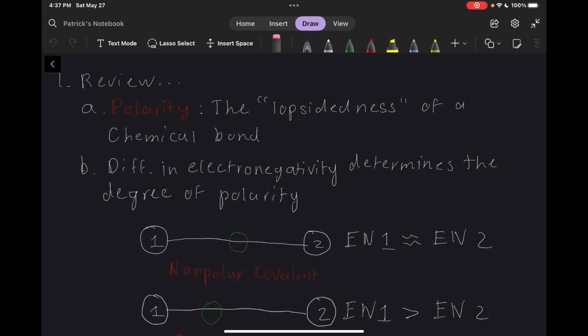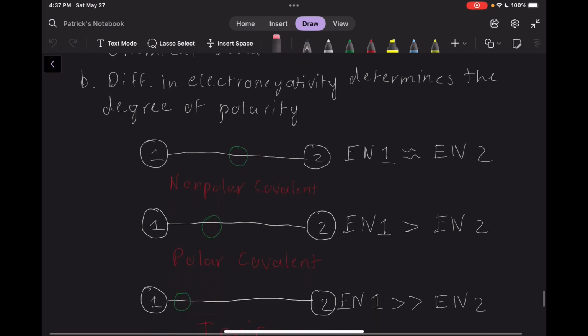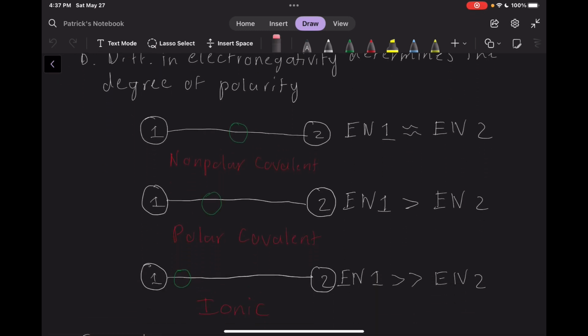The main factor that determines polarity is the difference in electronegativities between the two atoms involved in a bond. For example, the topmost drawing here shows a nonpolar covalent bond. This type of bond occurs between two atoms that have equal or almost equal electronegativities. The middle drawing depicts a polar covalent bond, which happens between atoms that have different electronegativities, and the valence electrons involved in said bond are attracted more toward the atom with a higher EN.